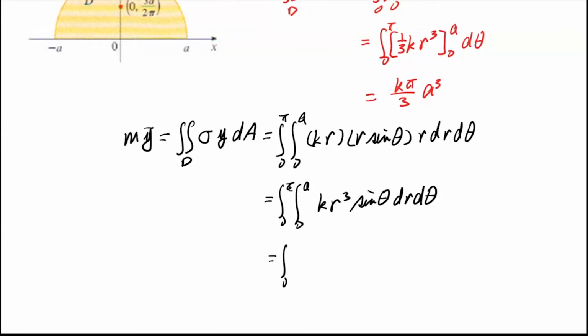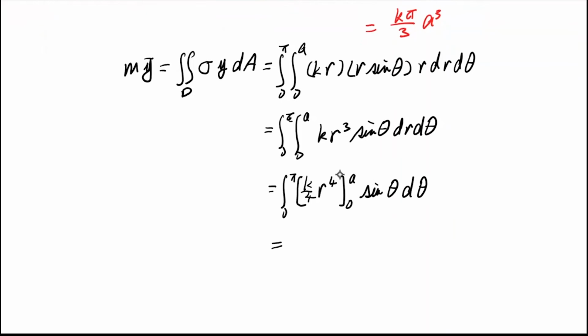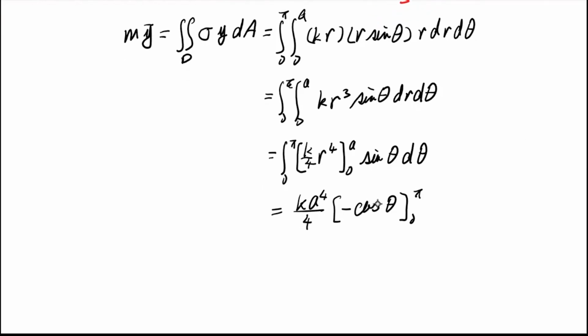So 0 to pi, and this will be r to the 4th, therefore k here and 1, write it as k over 4. And then 0 to a, and then we have sine theta, d theta. Okay, substitute a, and this becomes k a to the 4th over 4, constant outside, and then this thingy becomes negative cosine, and then from 0 to pi. You with me? And then do you see that you just pick up 2 from here?